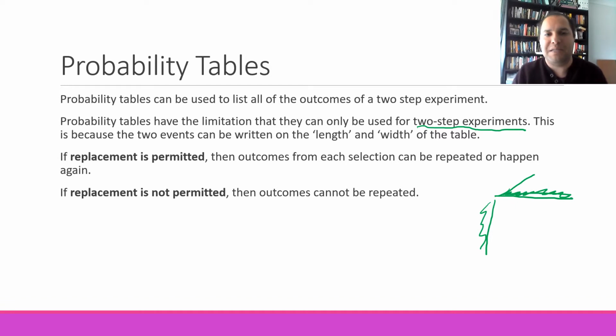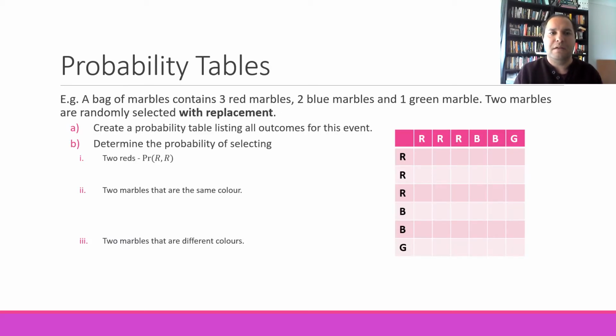Now, if replacement is permitted, then outcomes for each selection can be repeated and happen again. If replacement is not permitted, then outcomes can't be repeated. And this has an impact on calculating the probability of events if there's replacement or if there's not replacement. So let's do an example of creating a probability table.